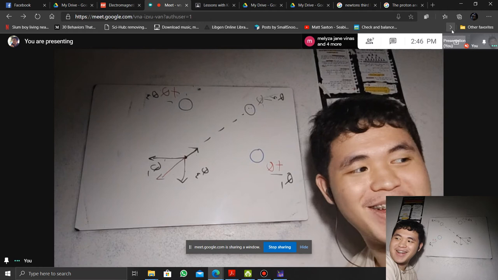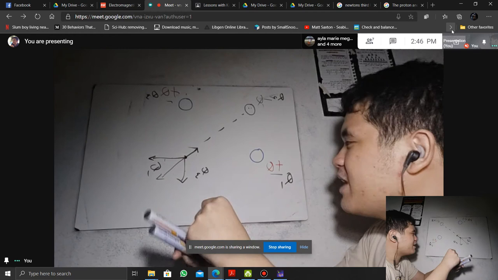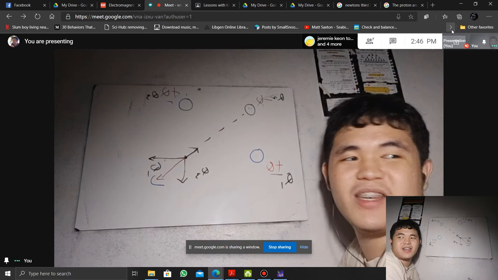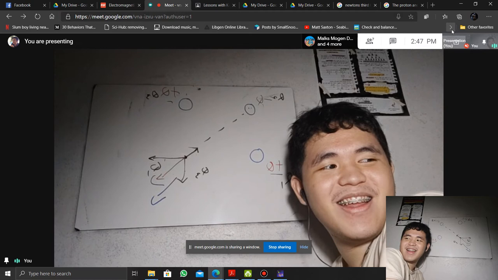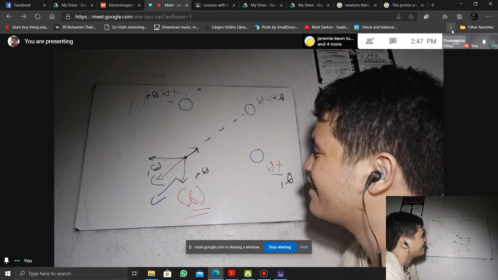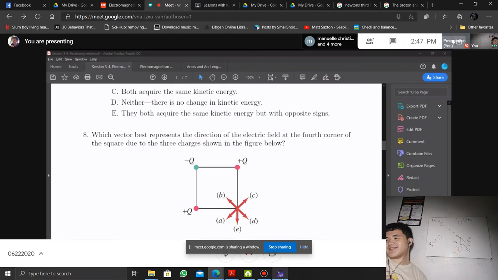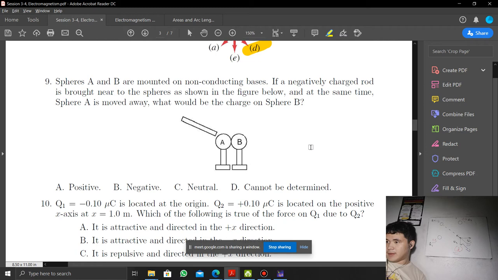Right? So, if we add yung electric field natin, saan siya pupunta? Kasi mas dominant to. Mas mahaba kasi ito eh. Mas dominant yan. Eh di, dito siya pupunta. Tama? Ayan. Did you get it, guys? Kaya ang sagot dapat? Letter D, no? Ayan. Gets? Yes, sir. Okay, sige. Teka, let me mark the answer, no? Okay, ito number 9. Let's see.